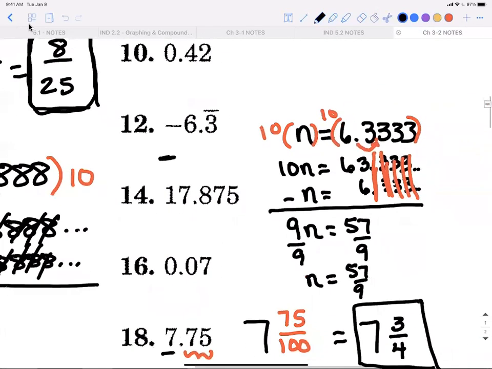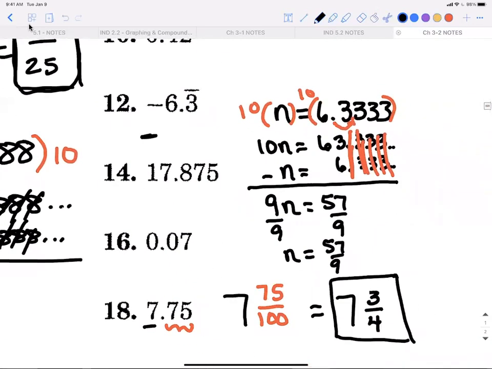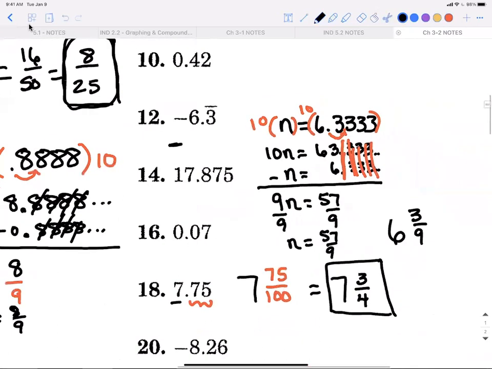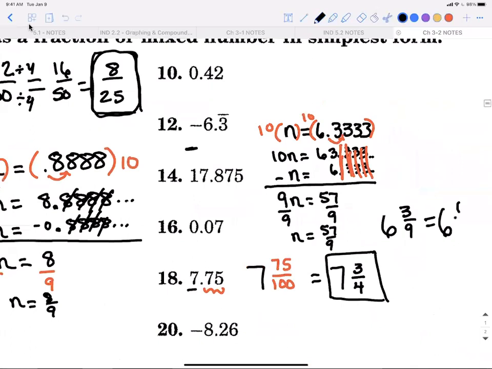And in the instructions, it says write your answer as a mixed number. So we need to turn this back into a mixed number. So how many times does 9 go into 57? 6, which is 54, which is 3 left over. So 3 over 9. And then I would reduce that 3 over 9 to 1/3.